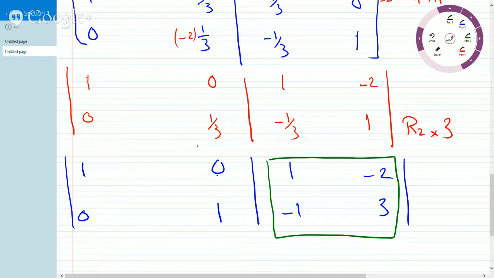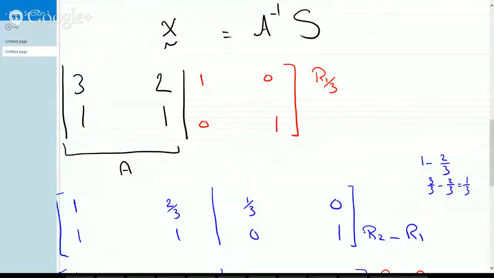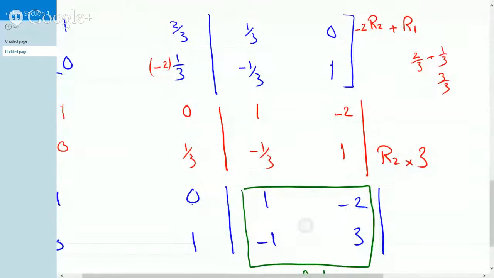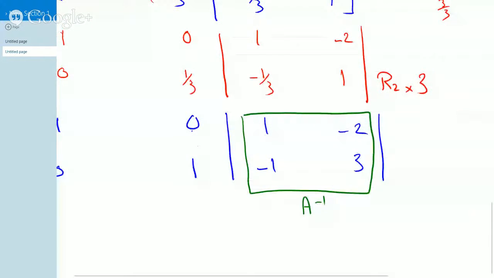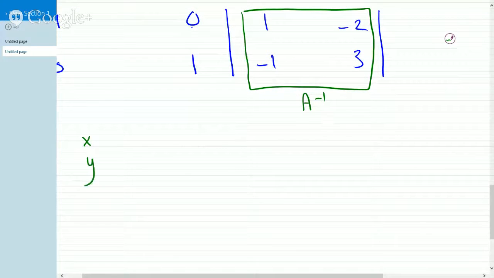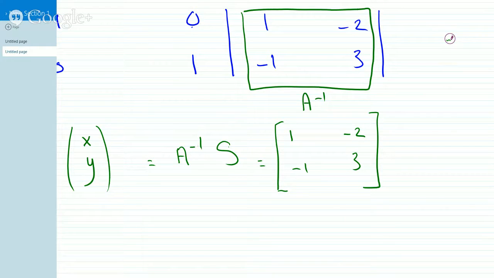Okay. So now we do A inverse. You agree? So now back to the original note, all we do is A inverse times S, which is the 12/8, and then we get the answer. So okay, then our x, y, remember because matrix X was xy, is equal to A inverse times S. So this is equal to this, 1 minus 2 minus 1, 3. Times, what was it? 12/8? Yeah, 12/8.